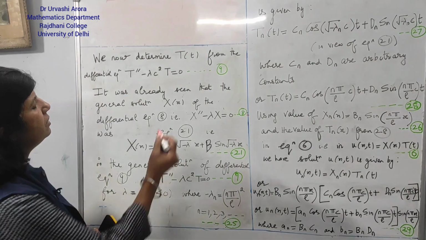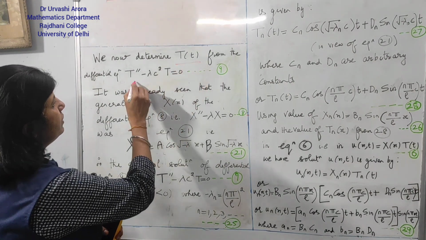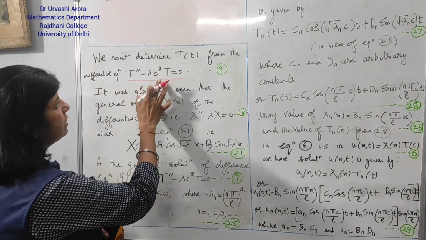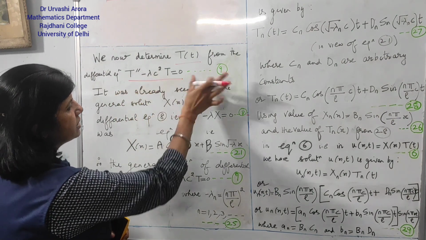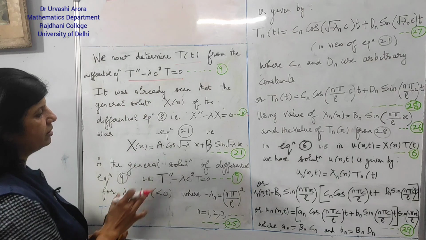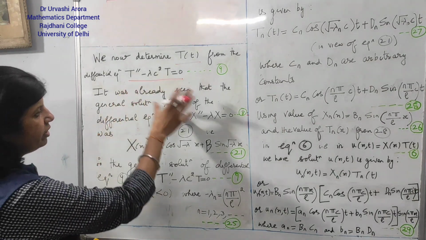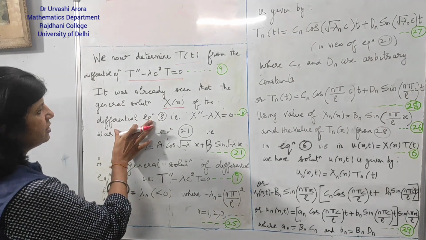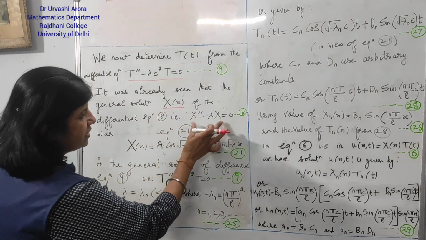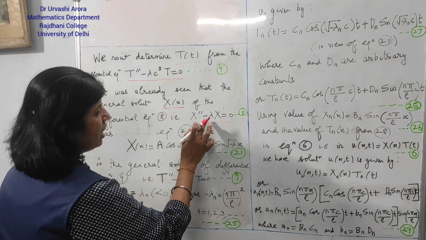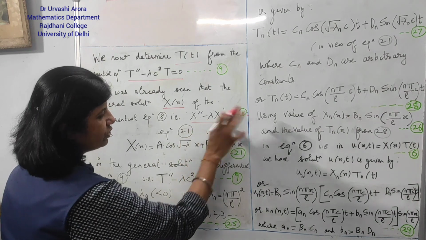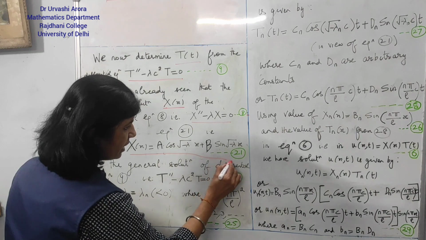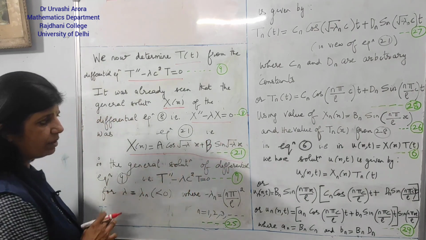So we determine T(t) from the ordinary differential equation of second order, T double dash minus lambda c square T is equal to 0. This was marked as 9 earlier in the first part, and we have already seen that X(x), this is the general solution X(x) of this differential equation, X double dash minus lambda X is equal to 0, which we had marked as 8. The general solution is given by this. This we have already done in the first part, and this we had labeled as 21.